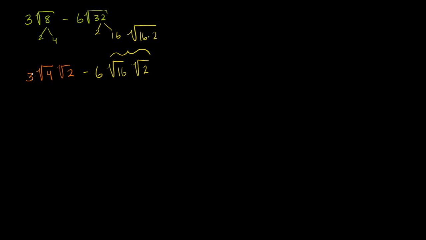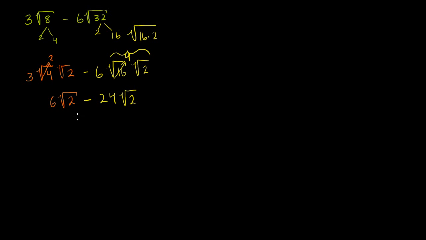Now, what does this first term simplify to? This is 3, clearly. This right here is a 2. So you have 3 times 2 times the square root of 2. That is 6 times the principal root of 2. And then from that, we're going to subtract, well, what's this term right here? That is positive 4. So 6 times 4 is 24 times the square root of 2.